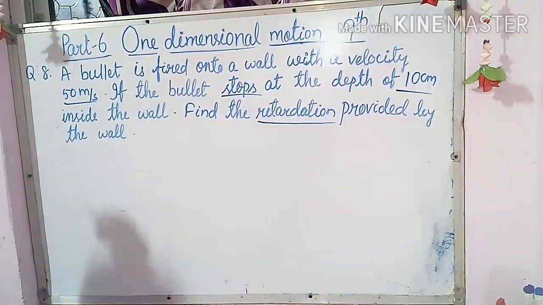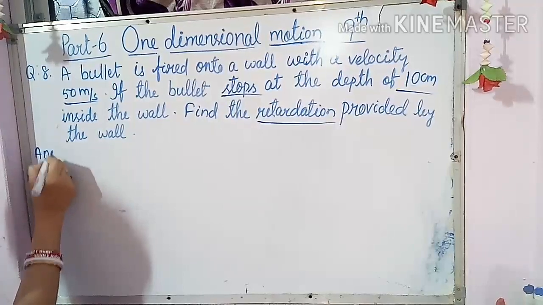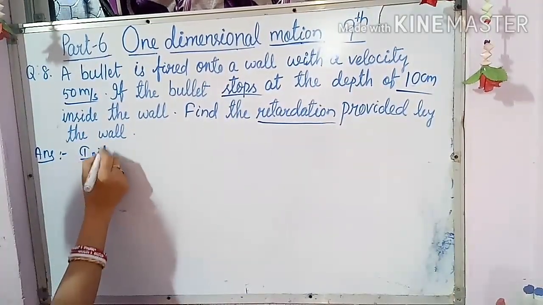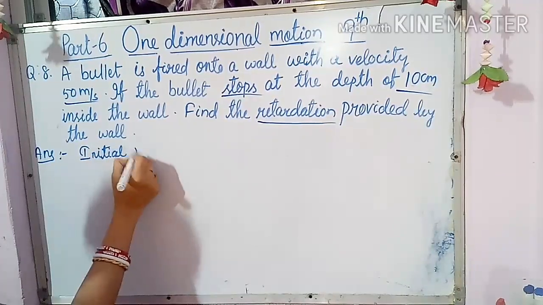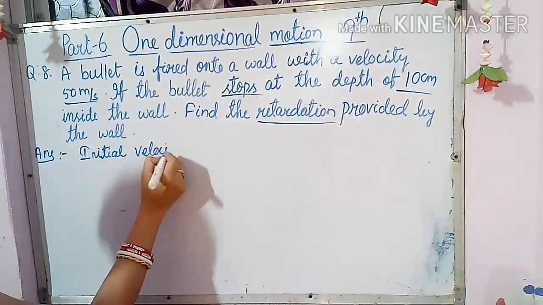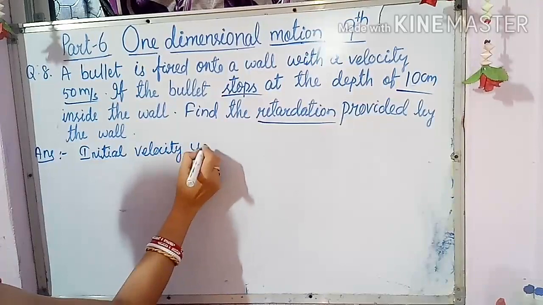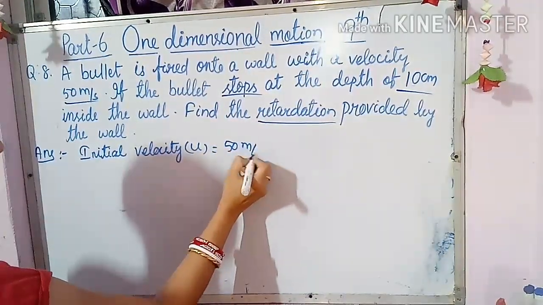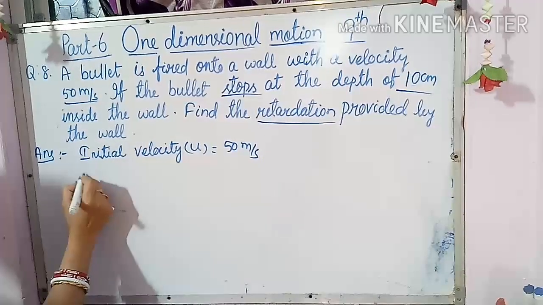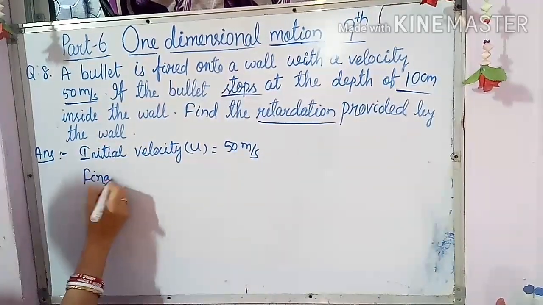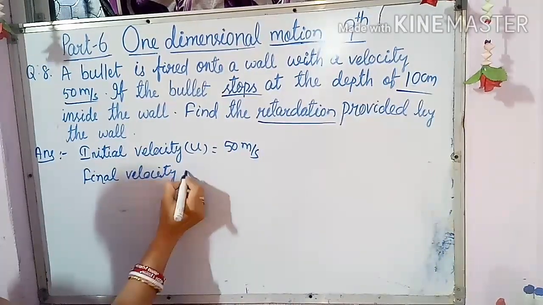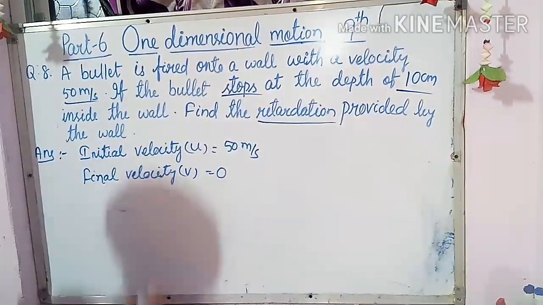Now write all the things symbolically, children. What are these? Initial velocity, that is u. u equal to 50 meter per second. Then stops means your final velocity. Final velocity v equal to 0.